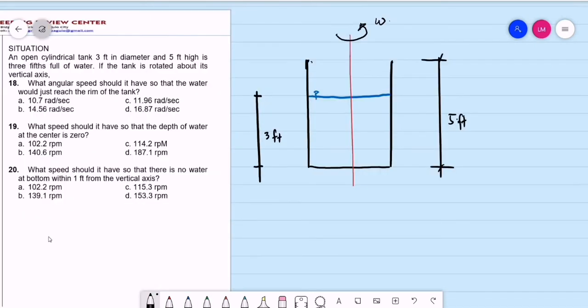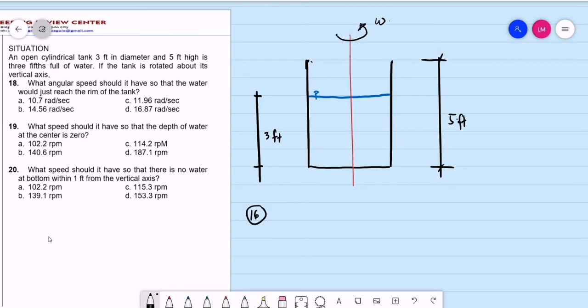So let's have this example for problems 18 to 20. An open cylindrical tank 3 feet in diameter and 5 feet high is 3/5 full of water. So 3/5 of 5 is 3 feet, so obviously we have a depth of water equal to 3 feet. If the tank is rotated about its vertical axis, number 18, what angular speed should it have so that the water would just reach the rim of the tank?